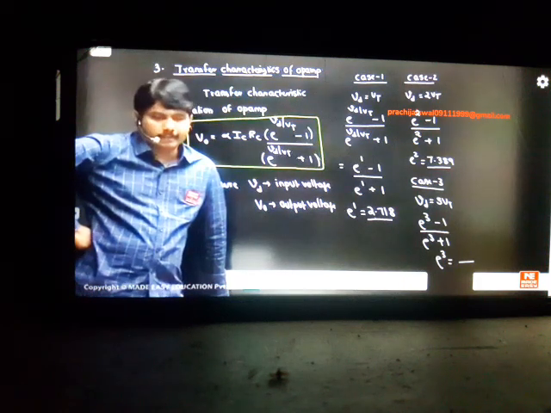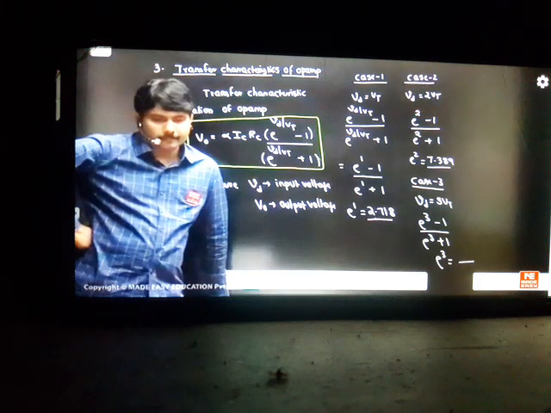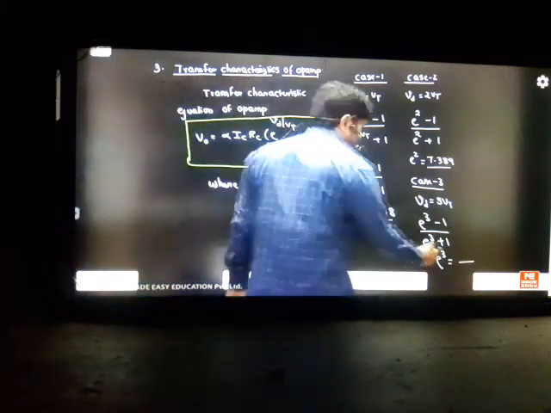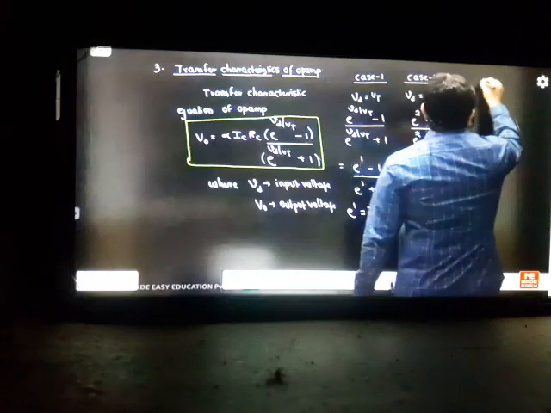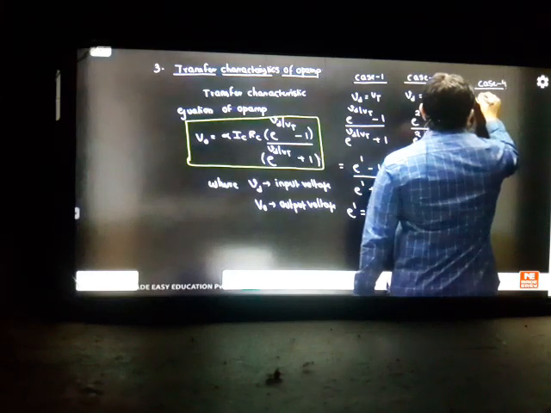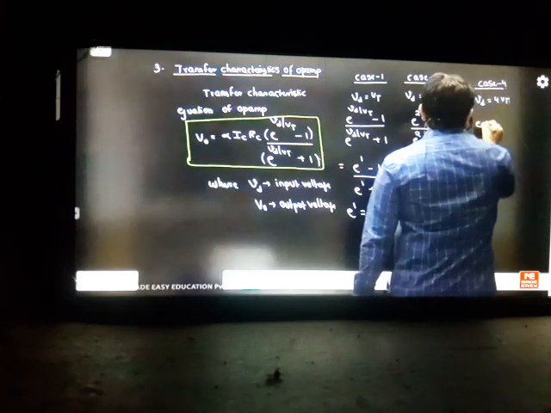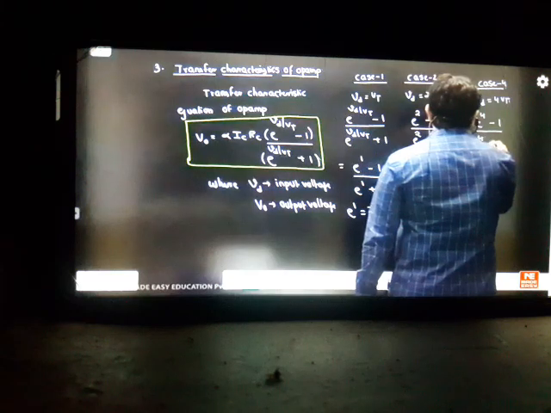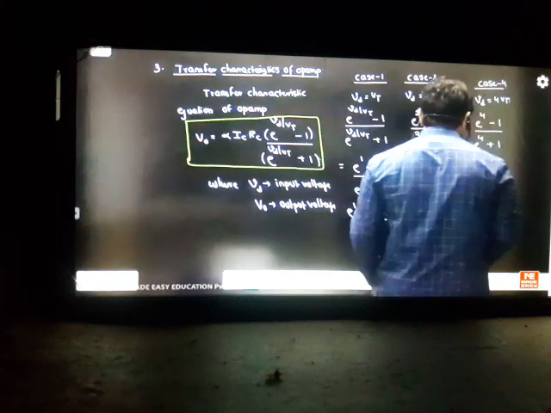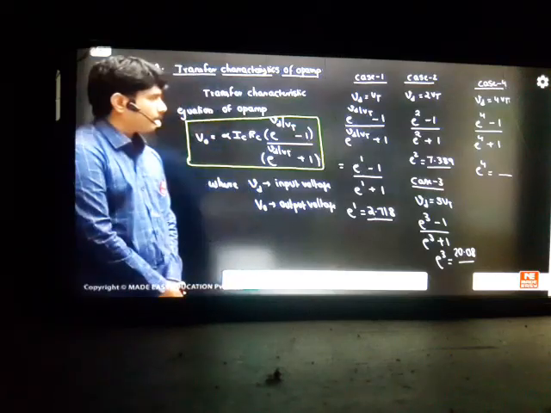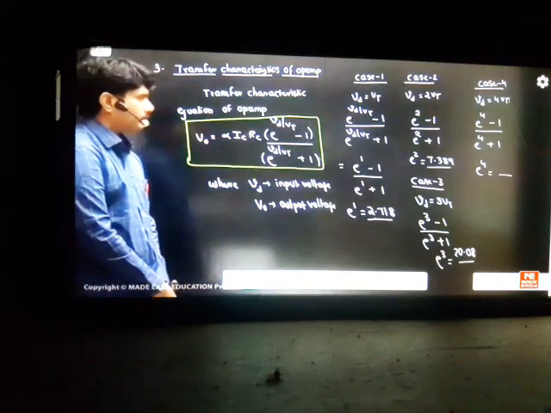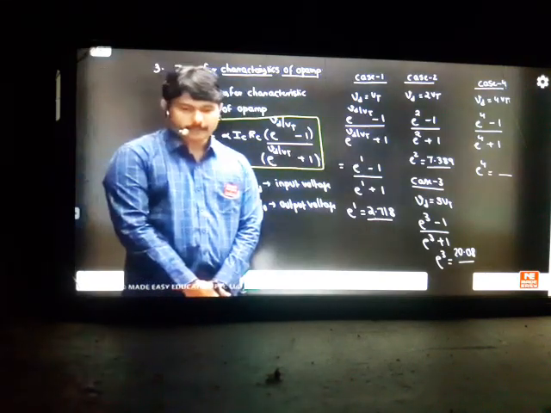Sabrina is telling 20.08. Is it correct? Anupam also says 20.08. Good. So can we come to the final one? Case 4. Suppose VD is 4VD, then it is e power 4 minus 1 by e power 4 plus 1. So what is the e power 4 value? Let me know the value of e power 4 so that I can give a better approximation for you. E power 4 will be how much? 54.59.